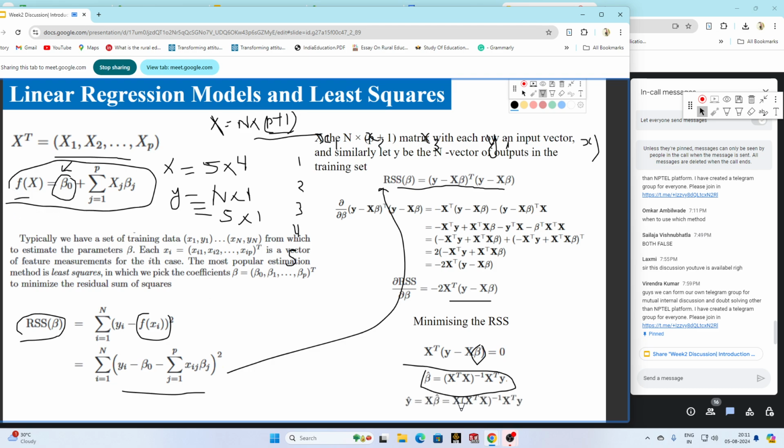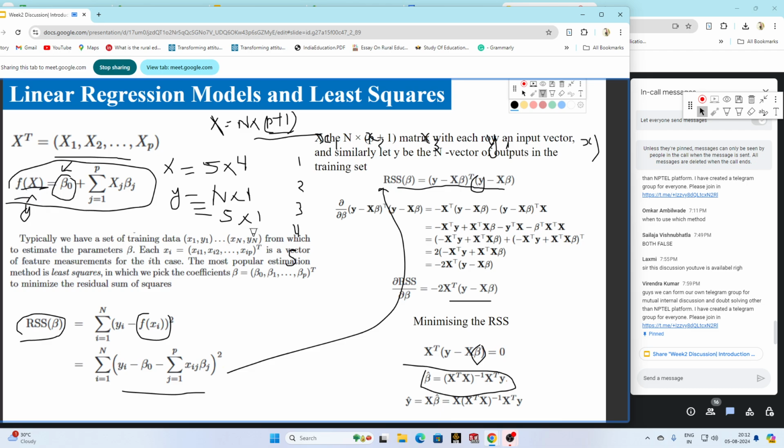Okay, we can find the f(x). Once we have found the f(x), it is also called y hat. f(x) means the predicted value, that is why it is called y hat, and y alone is your actual value. So this is the difference. f(x) is the predicted value, that is why we put a hat.